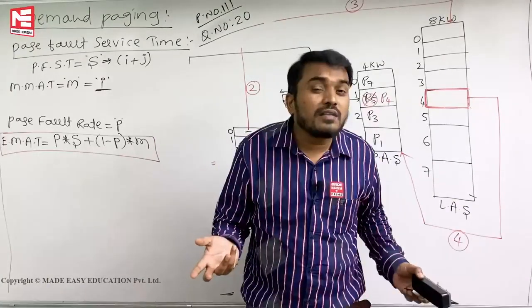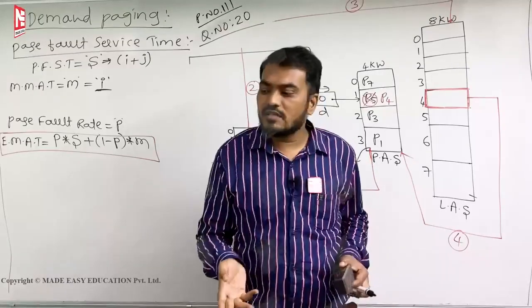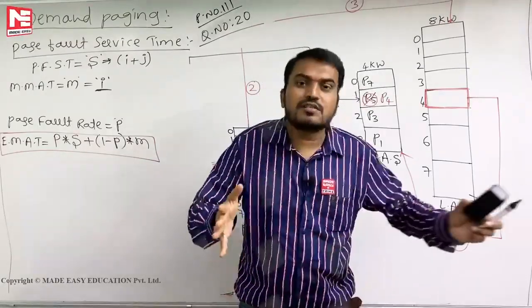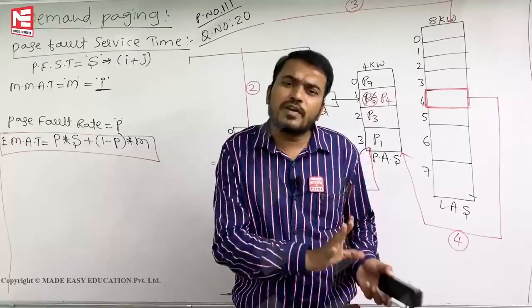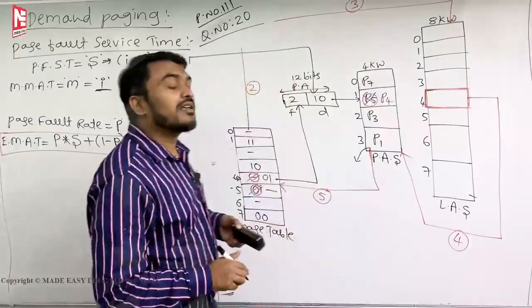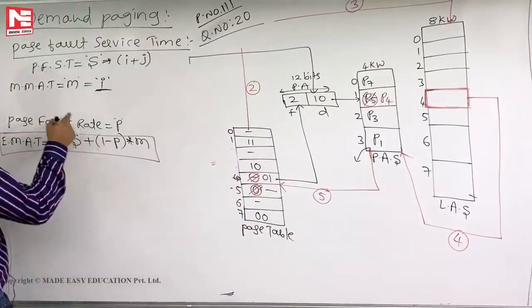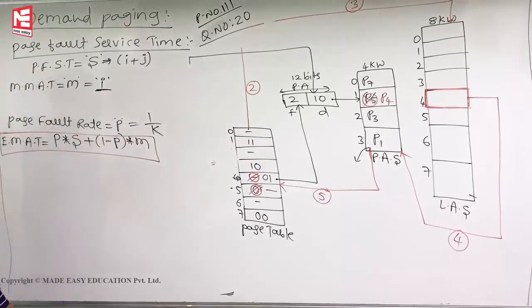So what does that mean the page fault rate will be? 1/10. Same thing in the question: for every k instructions a page fault occurs. One page fault for every k instructions. It means the page fault rate is 1/k. So I am writing here: page fault rate will be 1/k. So these are the values you have.